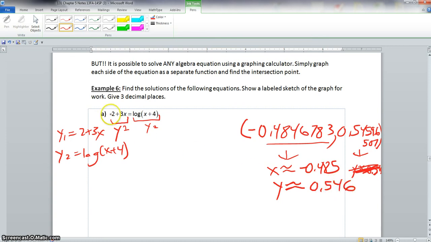Okay, so now it says find the solution of the following equation. Now if you notice here, we do not have a y value, so we don't need to include this here. So this right here would be our final answer. X is approximately negative 0.485.